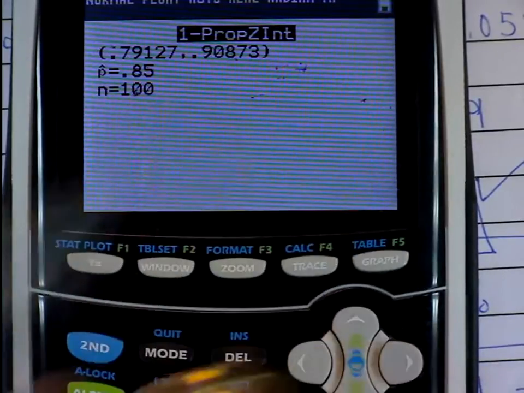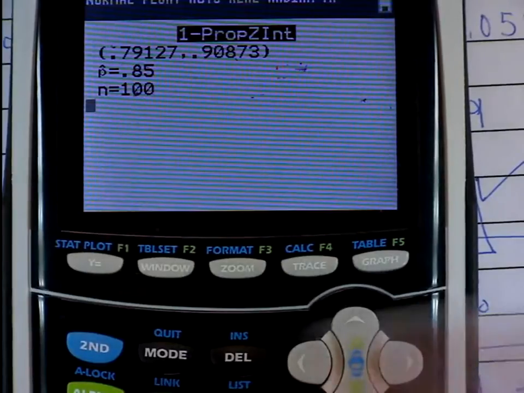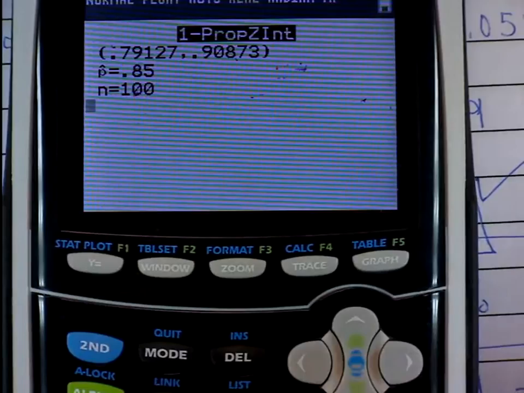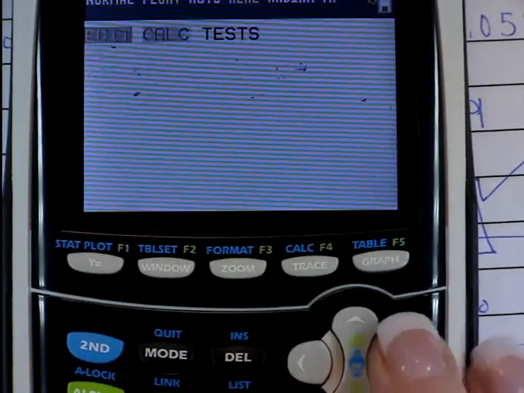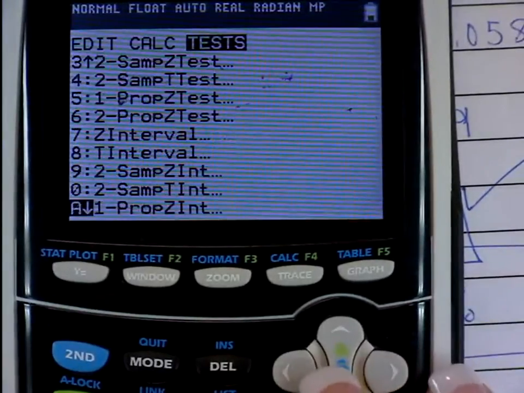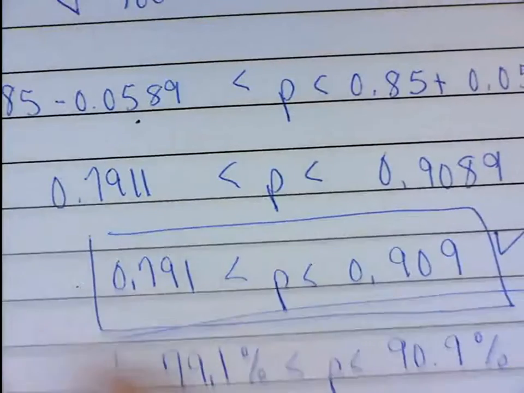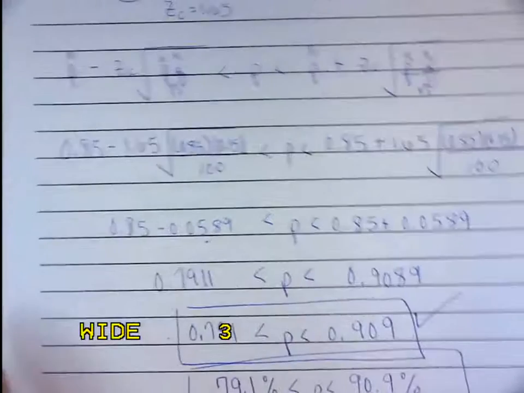0.791 to 0.909 would be your final answer for that. Again, that's the same as by hand. So stat and test and all the way down to alpha A, 1-PropZInt. I love these. These are actually my favorite of the entire chapter, the proportion problems.